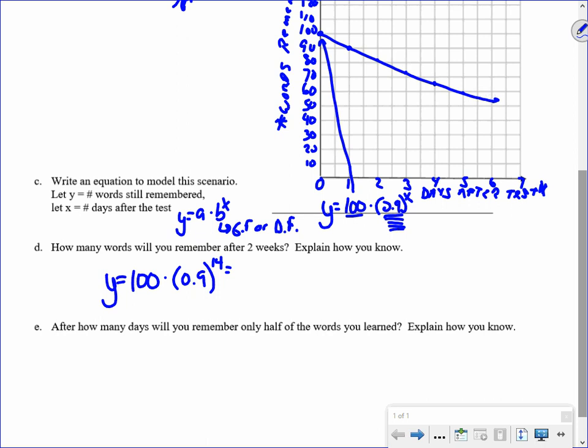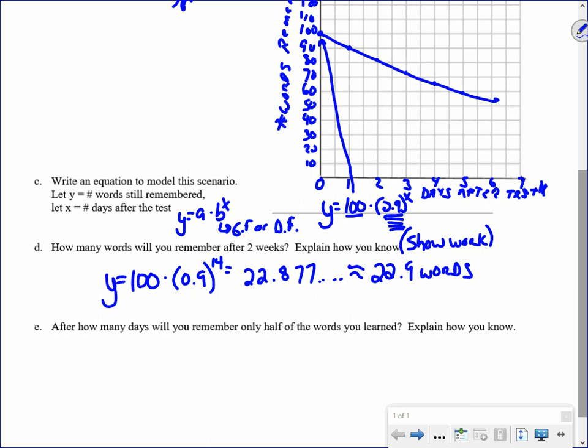So if I take 0.9 and go to the 14th power, I get 0.2287, big long decimal. I take that number and multiply it by 100, and I basically get 22.8767. So we can just round it. So you'll remember about 22.9 words out of the 100 after 2 weeks. Again, in terms of explaining how you know, you can also just show your work, like always.